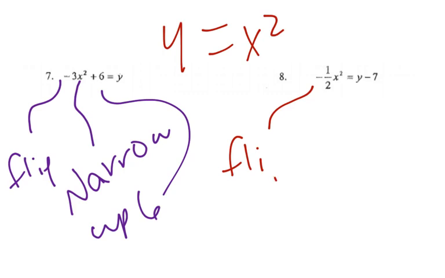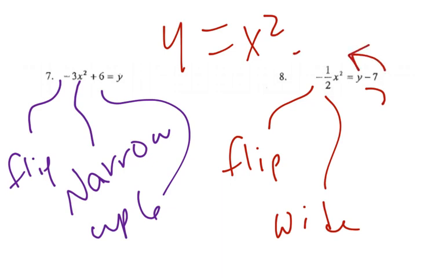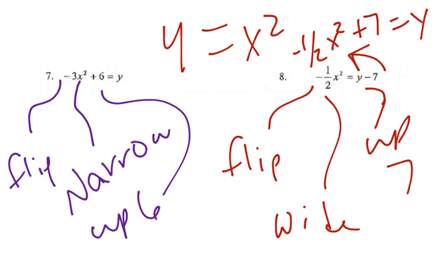Negative is a flip. 1/2 here is wide. And, oh, look at that minus 7. It's on the wrong side. You got to bring it to the other side. This should be negative 1/2 x squared plus 7 equal y. So it's actually going to go up 7. Make sure that you move that minus 7 before you start analyzing what it does.